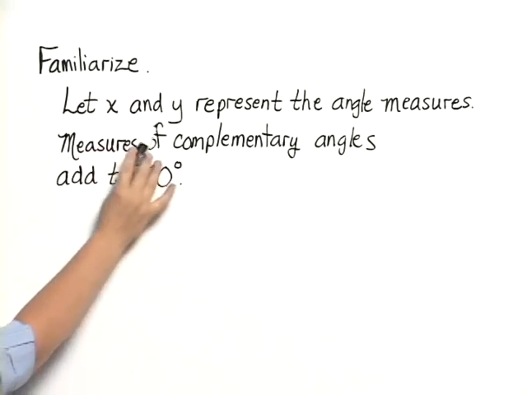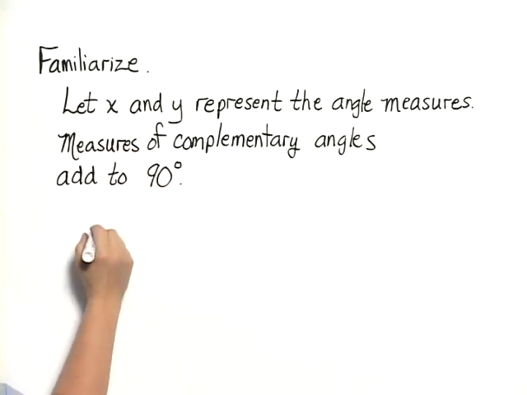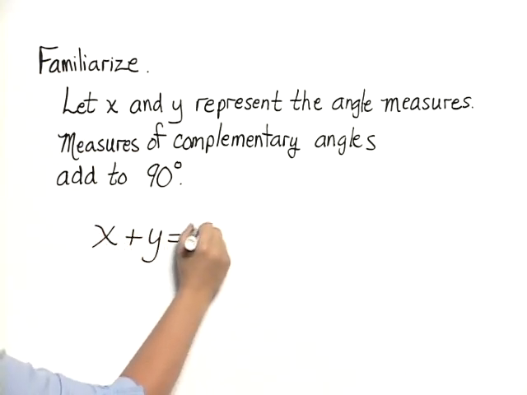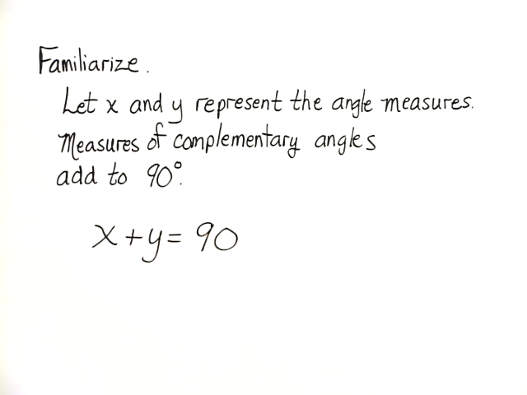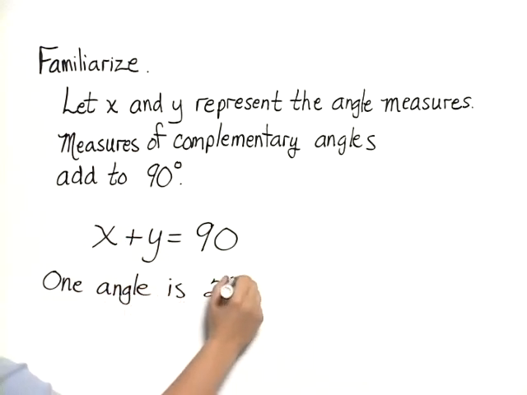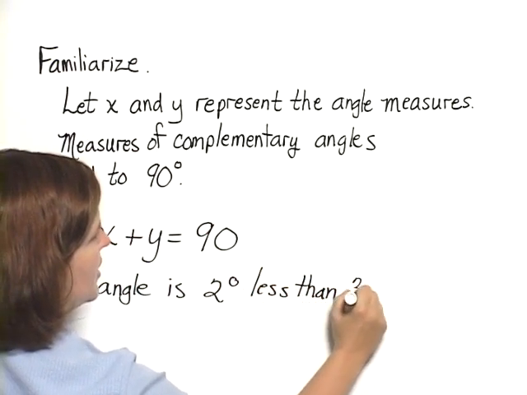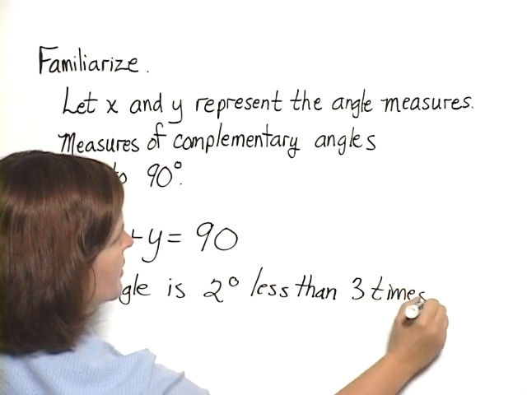If we're told that x and y are complementary angles, then we have our first equation directly, x plus y equals 90. In order to solve for x and y, we're going to have another equation, another relationship, and we get that from the second part of the statement of the problem. Let's rewrite that as one angle is 2 degrees less than 3 times the other.